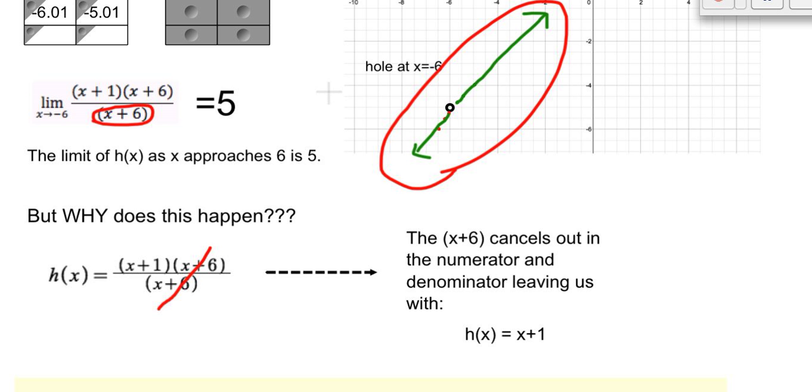So there's a mistake here. All of these should say -5, right? The limit is -5, not +5. Because if you plug in -6 for x here, -6 plus 1 is equal to -5.